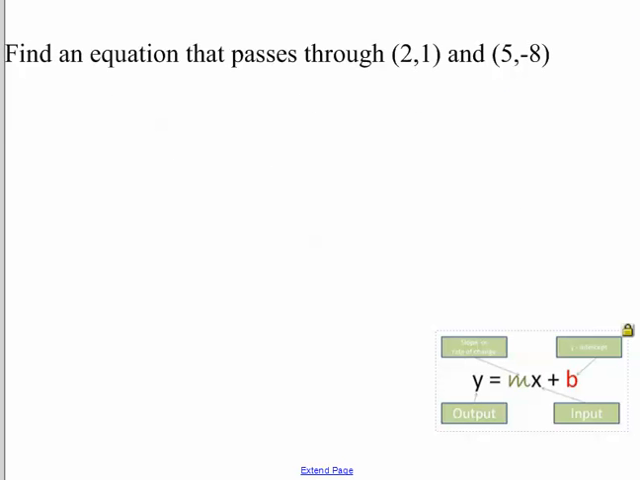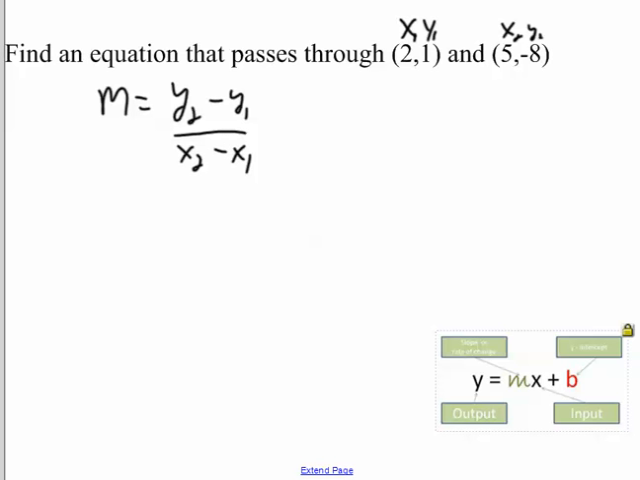Moving on to this one. Find an equation of a line that passes through the points (2, 1) and (5, negative 8). Now this is a little unique because it takes the stuff that we did before. First thing I'm going to do is label my points: x1, y1, x2, y2. Now I've been trained to go ahead and write my slope formula. So m equals y2 minus y1 all over x2 minus x1. And then I'm going to plug in my values.